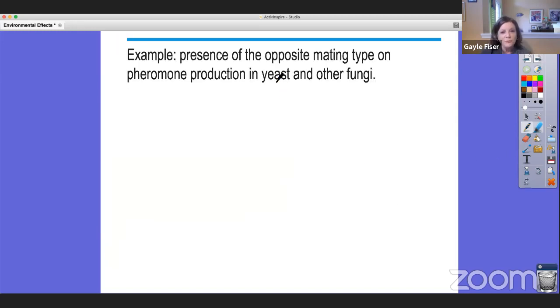All right, so I know I drew this before, I think it was on signal transduction pathways. So let's do it again. Let's see, what did we have? Let's do it over here. Here is our A. So the example is the presence of opposite mating type on pheromone production, which is what we're doing now. So that's going to turn on our gene, okay, if we're a yeast. All right, so here we are.